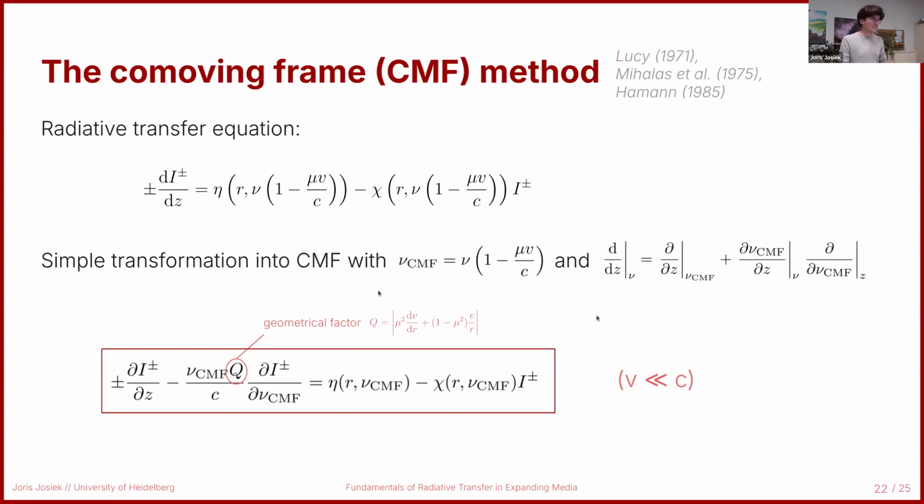And what this means is that this radiative transfer equation, which is, by the way, an ordinary differential equation, changes into a partial differential equation. So you get this extra term here, this geometrical factor q, which also popped up before. And then this equation is then one that has to be solved numerically. By the way, I just want to say, this is valid for V is very much smaller than C. So this is a non-relativistic limit. Otherwise, you would have to include higher terms of V over C.